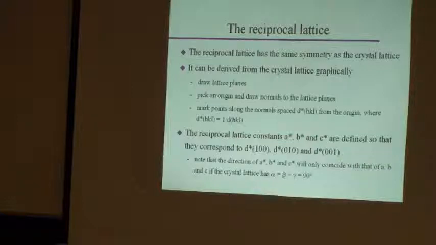How do you figure out how long D star is? Well, there's a very simple relationship between D star and D. D star is 1 over D. Note, these are not vectors, these are simple numbers. The magnitude of D star is equal to 1 over the magnitude of D. Okay? The direction is given by that normal.